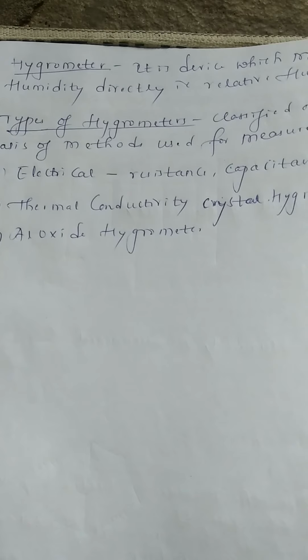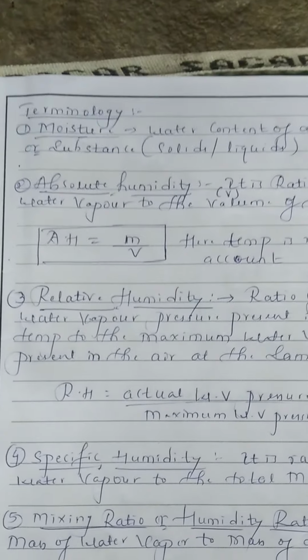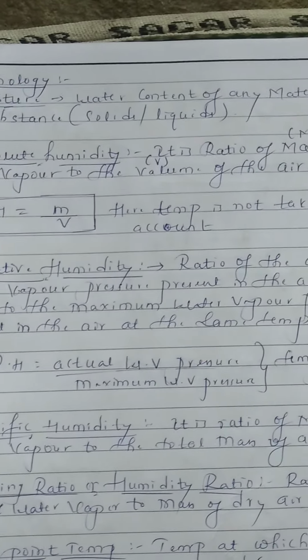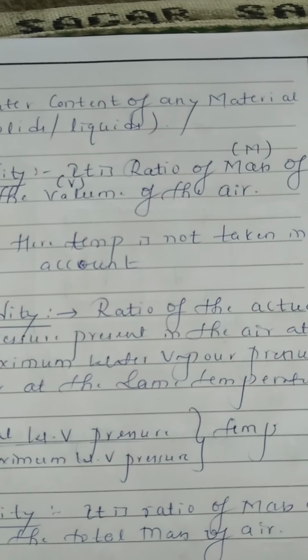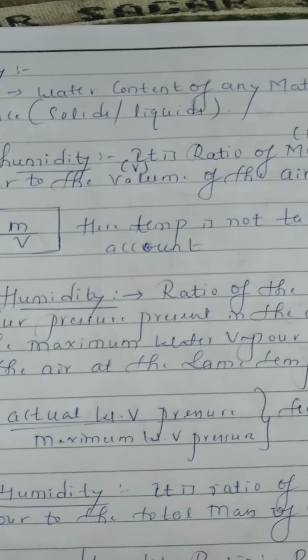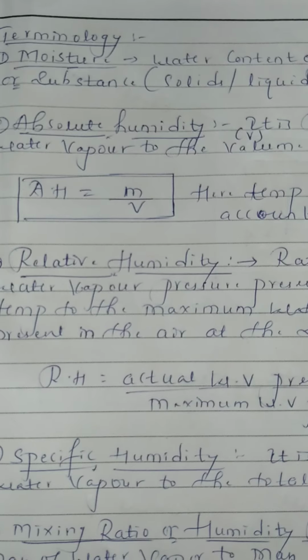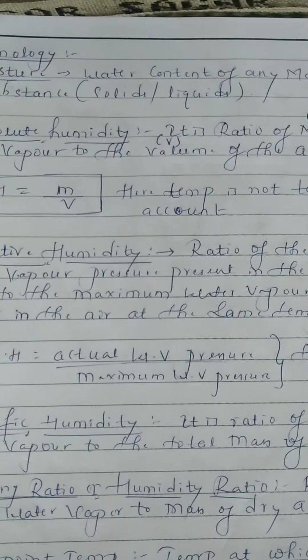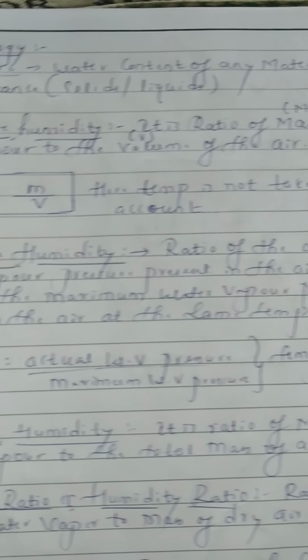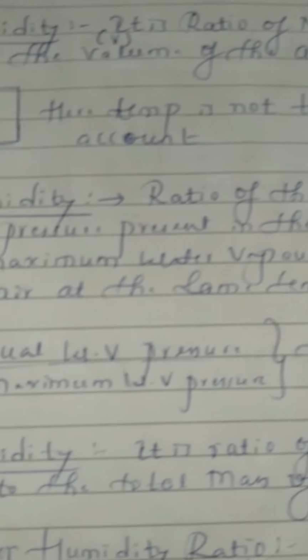By using this humidity measurement, we are going to use some basic terminology. First one, moisture. It is defined as the water content of any material or substance, that may be solid or liquid. Second one, absolute humidity. We can measure the ratio m divided by v, that is, the ratio of mass of water vapor to the volume of the air.